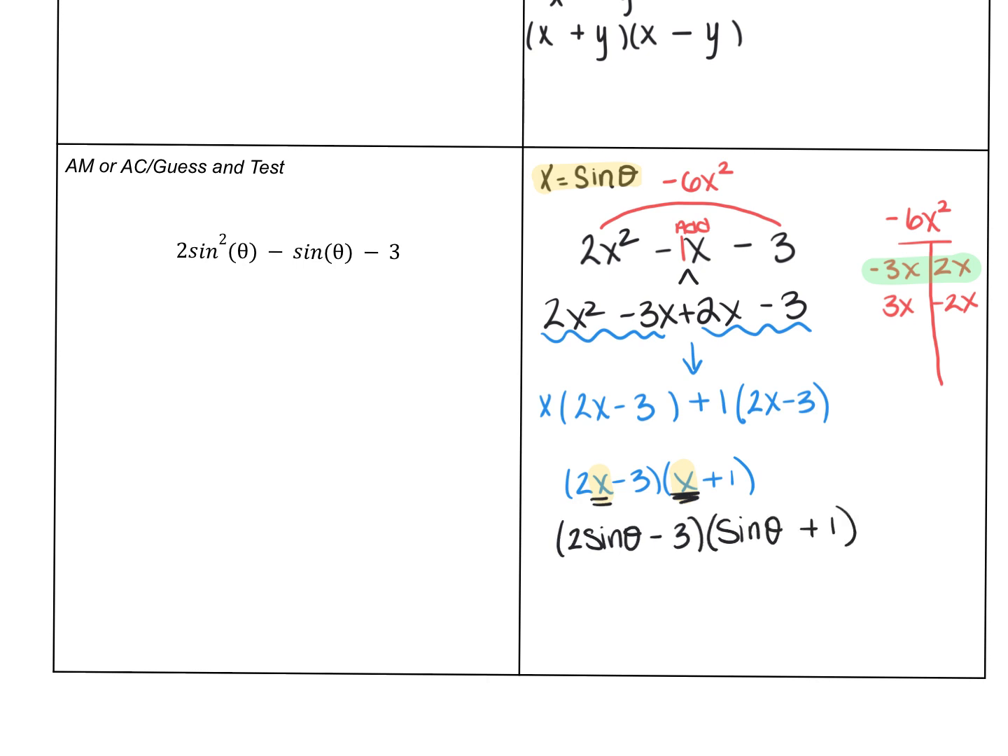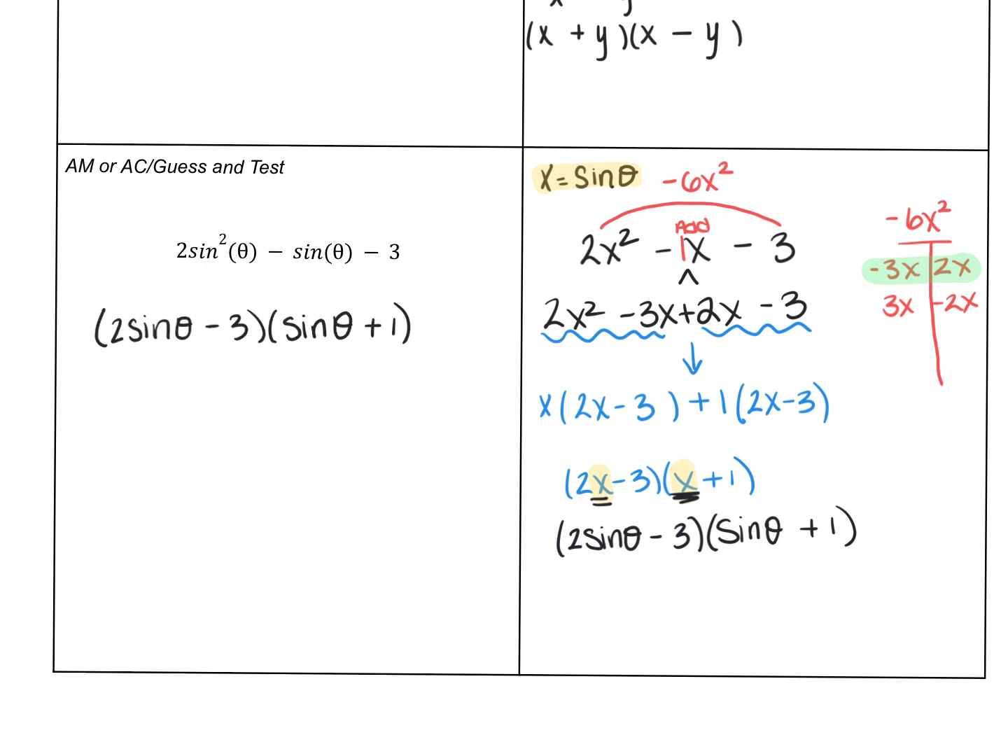So this is honestly the way that I would prefer you to factor, is by using a let statement. If something like this is a little bit harder to do within the trigonometry, there's nothing wrong with changing it to x, factoring it, and then putting it back. So our final answer here is simply 2 sine of theta minus 3, and then sine of theta plus 1.